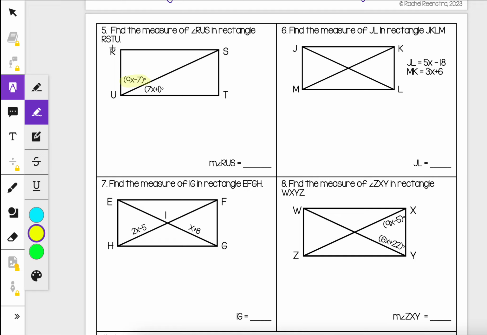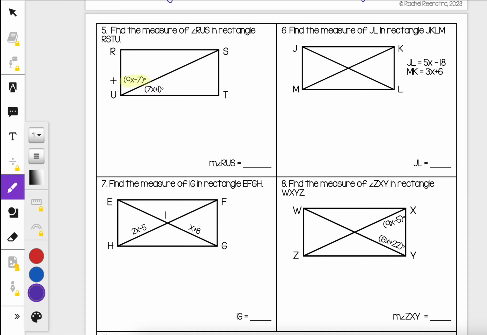in this rectangle. So I see that these two angles are going to have to equal 90 degrees. They're going to have to be supplementary because this is a rectangle and every one of these angles is going to be 90 degrees. So I can take my 9x minus 7 plus 7x plus 1 and set that equal to 90. So when I combine my like terms, I'm going to have 16x minus 6 equals 90. Add 6 to both sides.